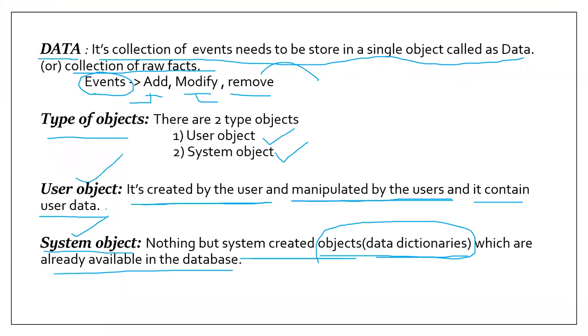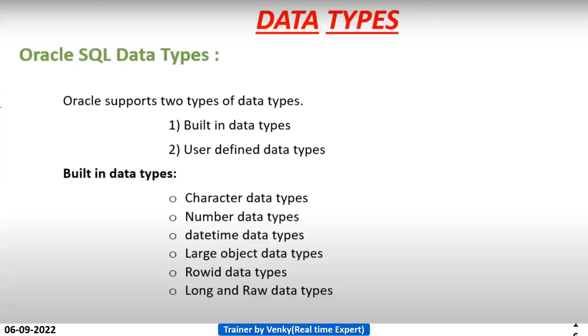User object means created by the user, manipulated by the user, and containing the user data. System object means created by the system and available in the database. We will call it data dictionaries as well. Automatically the system will create it. That's all for today's session, guys.